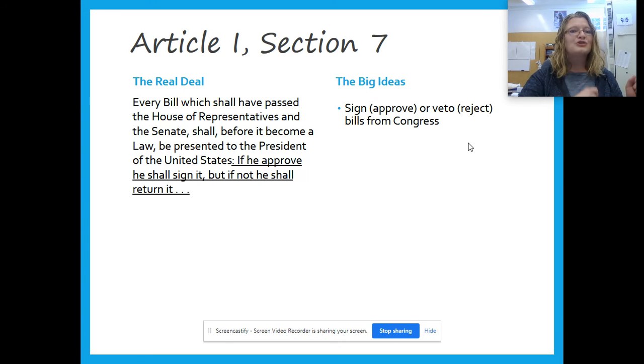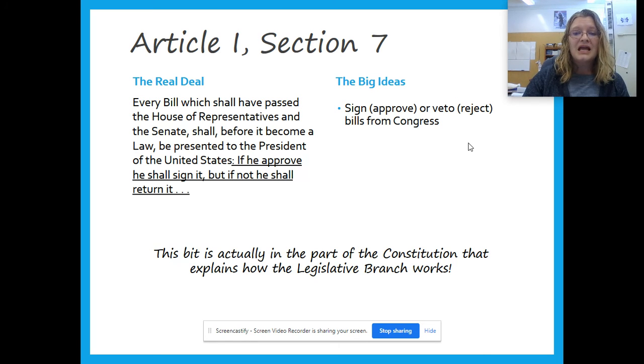You guys all passed your bills. If it passed on a 2/3 vote, it would go to the president and he would get the final yes or no. If he says yes, it becomes a law. If he says no, it goes back and they have to vote again. So that is the end of what we're going to cover in this video.